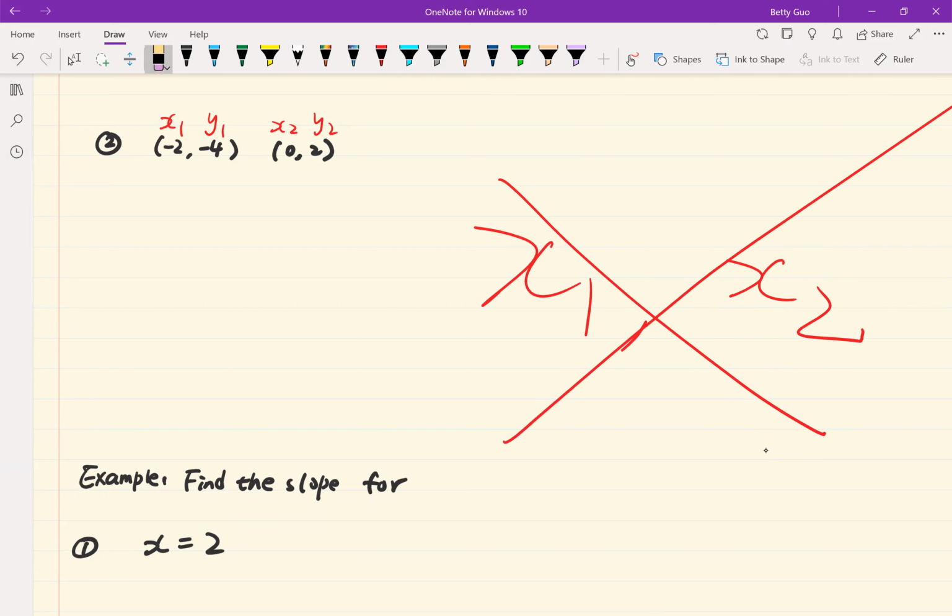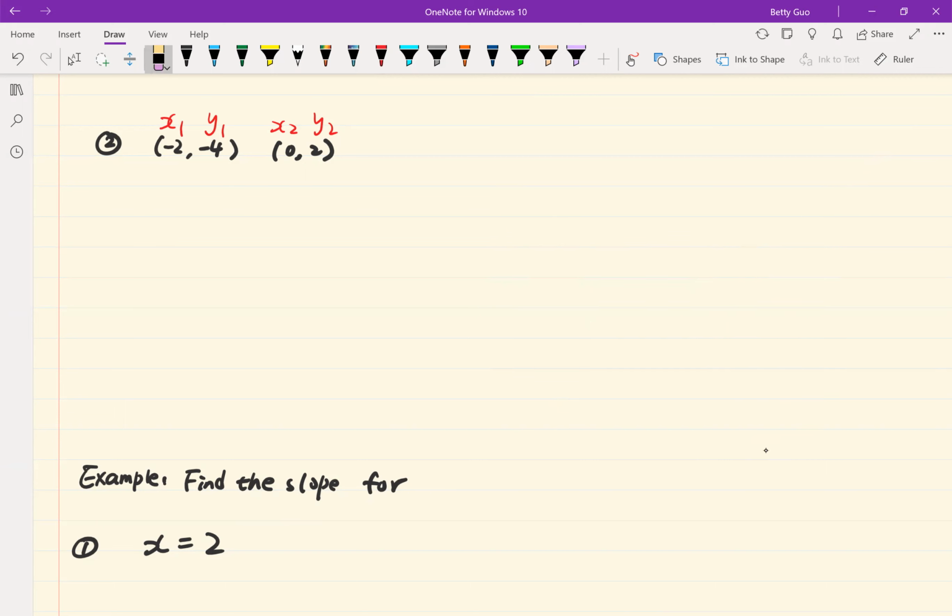We know every point has 2 coordinates. The first component is the x coordinate. The second component is the y coordinate. We label the first point x sub 1, y sub 1. Second point x sub 2, y sub 2. So we have x1 equals negative 2, y1 equals negative 4, x2 is 0, y2 is 2. Right?